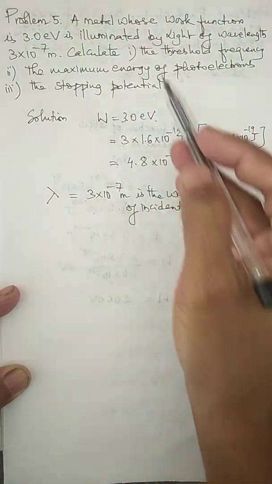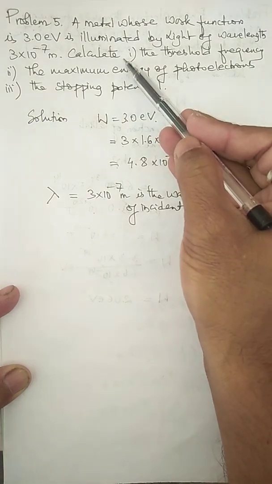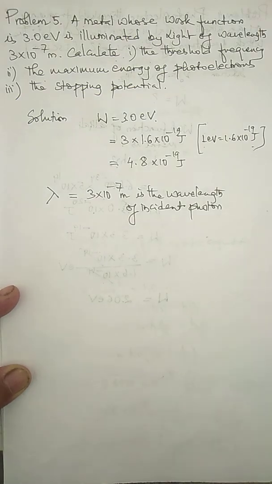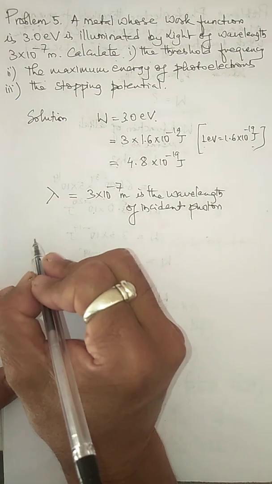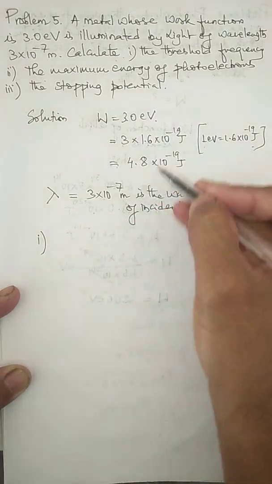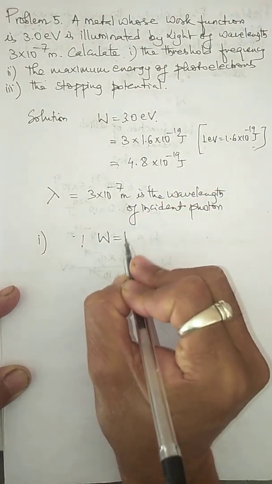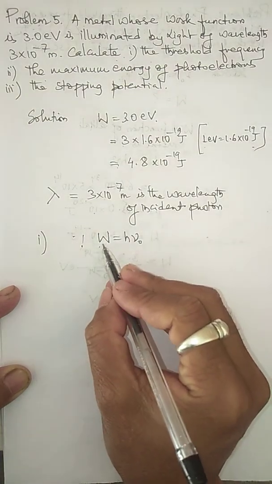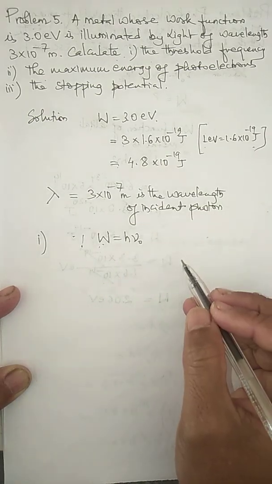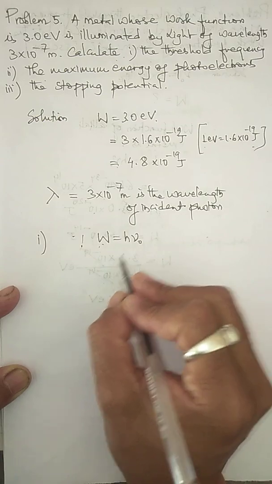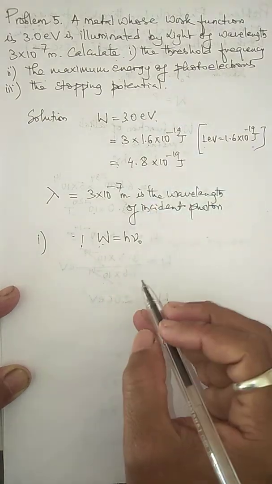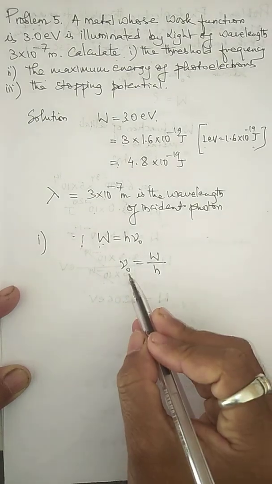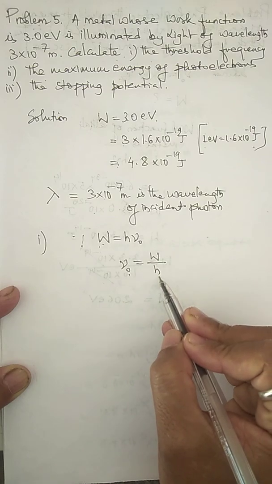Now the question has three parts, but the first part says to calculate the threshold frequency of the metal. So we need to calculate the threshold frequency. In order to calculate it, there is a formula, as you know. When there is work function, the formula is W equals h nu naught. Work function is measured in terms of threshold frequency. So we know work function. Now h is Planck's constant, whose value is not given, but we take the value of h. So I write nu naught equals W by h. So nu naught, the threshold frequency, equals work function by Planck's constant.